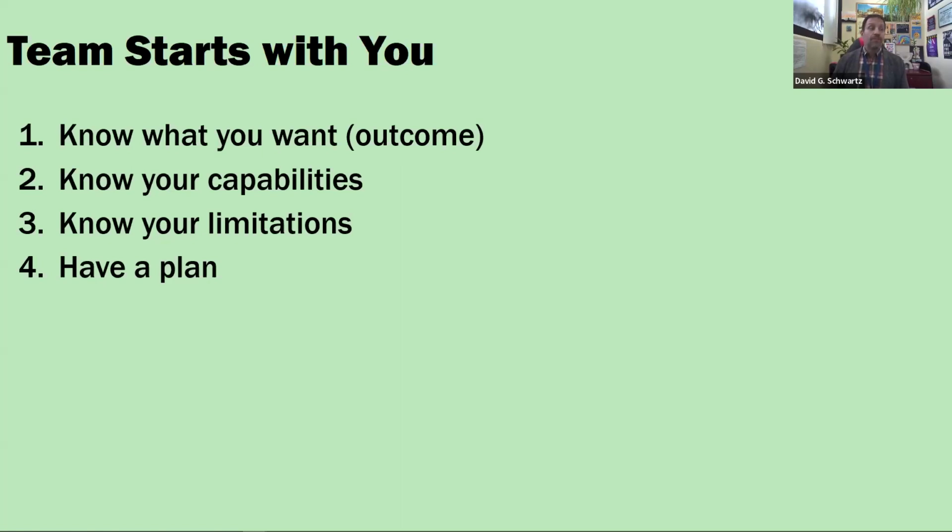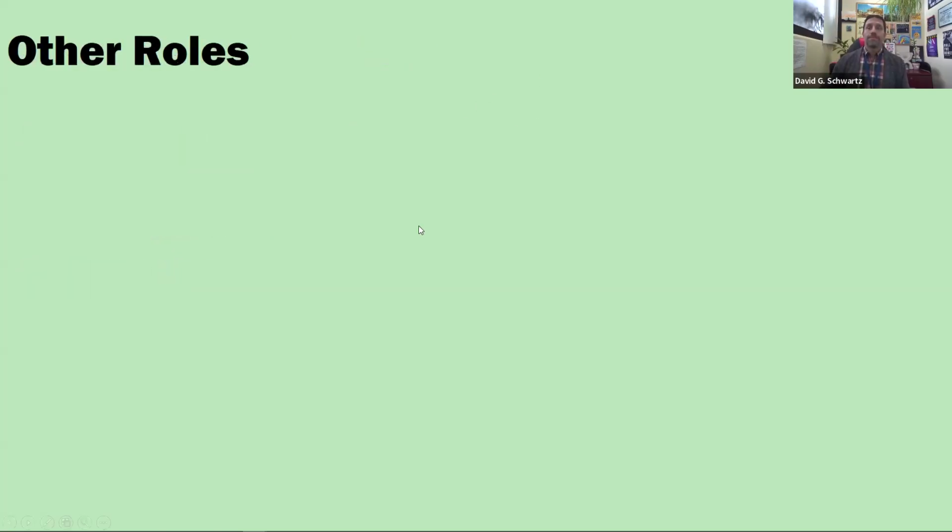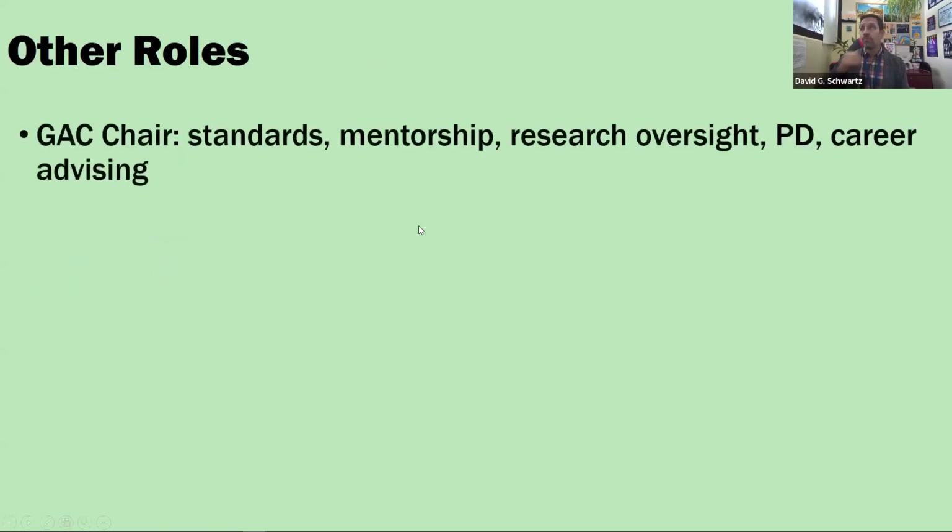Just having a plan of what is going to happen and taking ownership of that is very helpful for this, because that really is the first step. Okay, other roles. So, what other people do. Basically, the student themselves has a plan for what they want, what they're going to do.